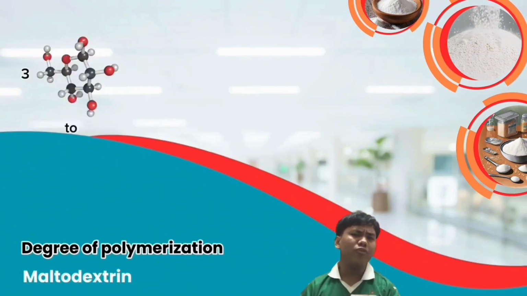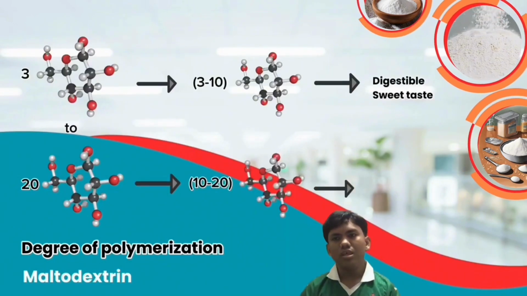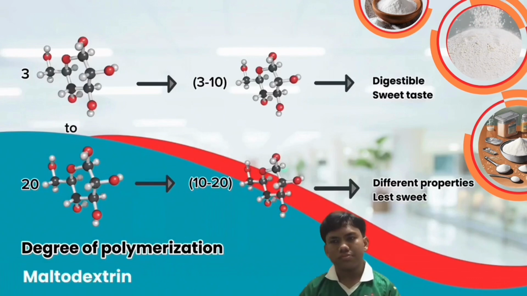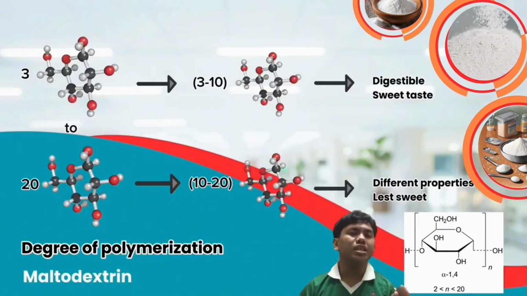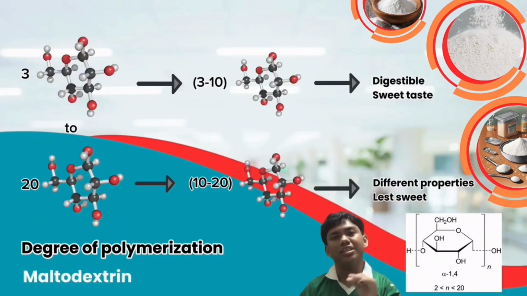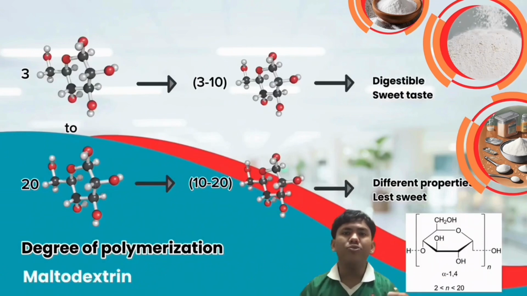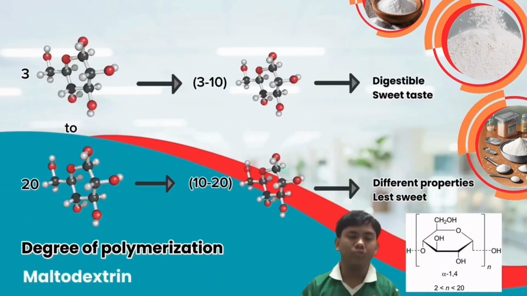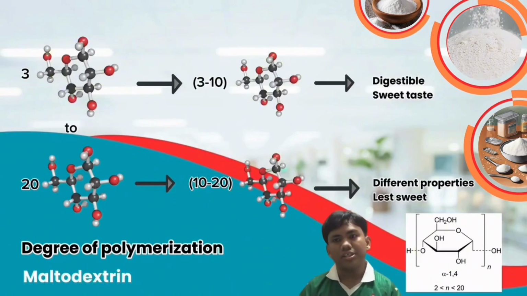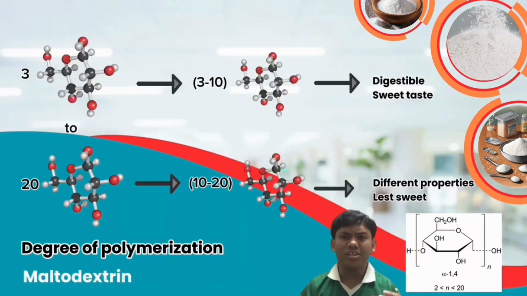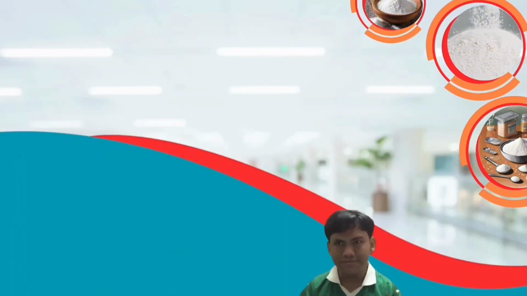So the degree of polymerization, which is called DP, of maltodextrin typically ranges from 3 to 20 glucose units. Chains with fewer units, such as 3 to 10, are more easily digestible and have a slightly sweet taste, while those with more units, 10 to 20, are less sweet and exhibit different physical properties such as increased viscosity. This structural complexity contributes to maltodextrin's versatility and functionality in various applications within the food and pharmaceutical industries.